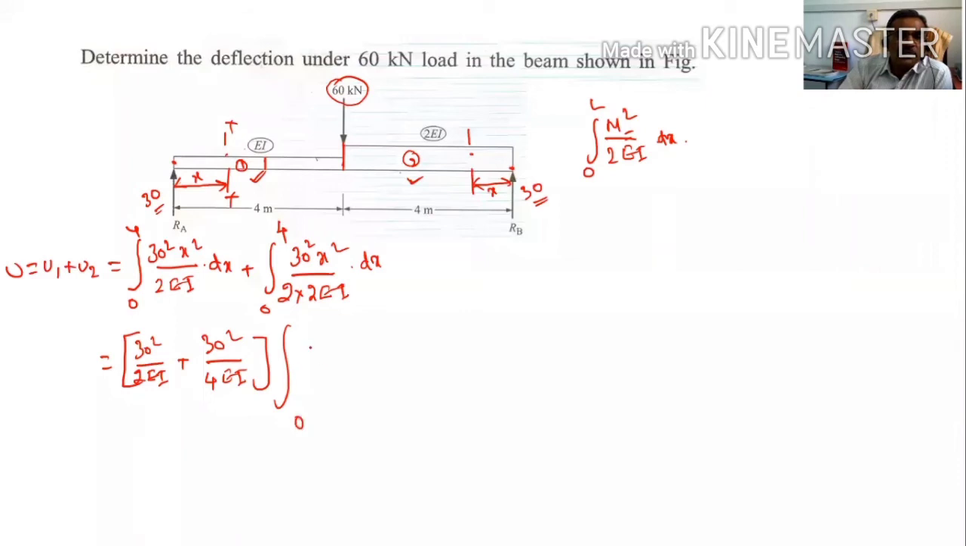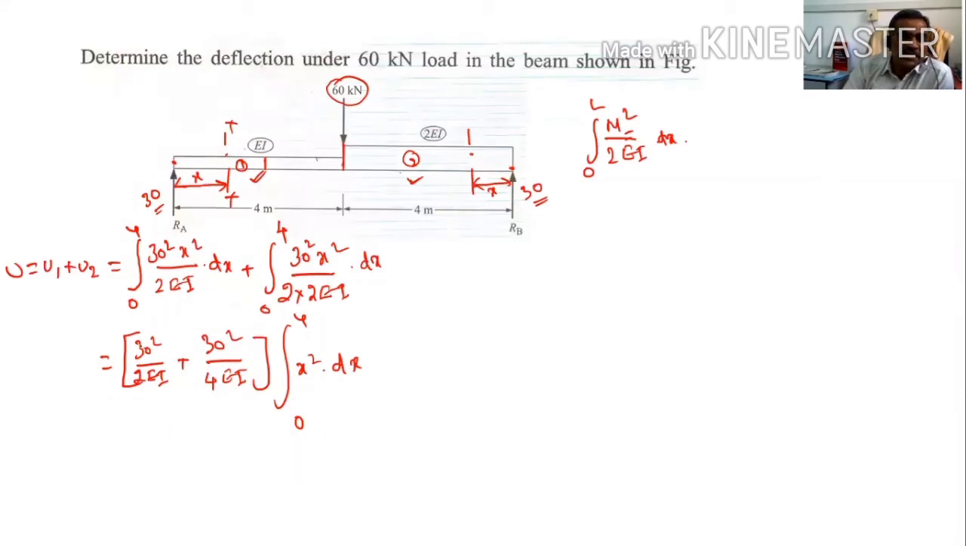Here 0 to 4, same limit, x square into dx. Can we write like this? Yes. We have taken commonly outside integral x square dx. So within the bracket, you will get 30 square by 2 EI, 30 square by 4 EI.